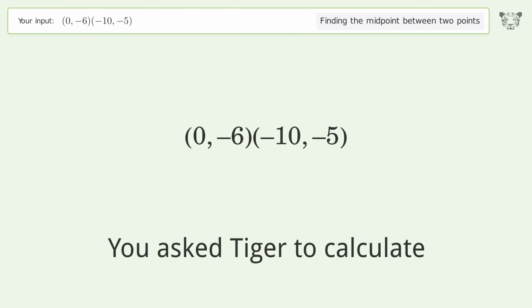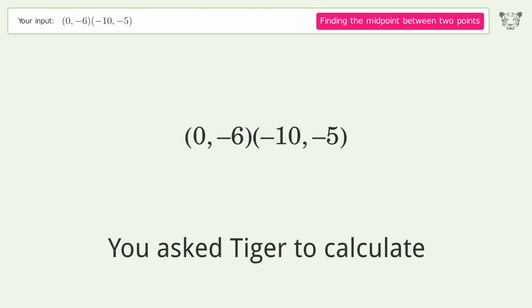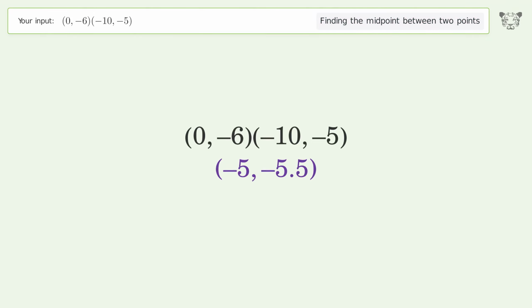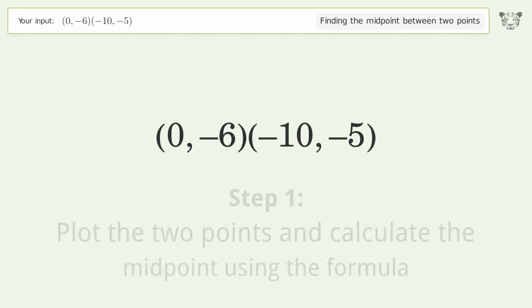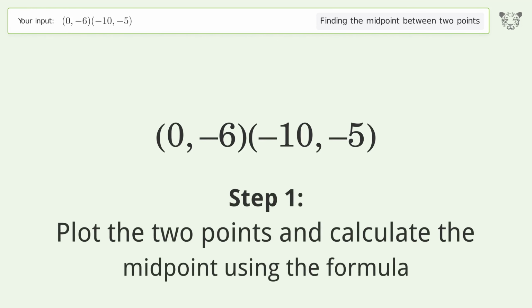You ask Tiger to calculate. This deals with finding the midpoint between 2 points. The midpoint between the 2 points is -5, -5.5. Let's solve it step by step. Plot the 2 points and calculate the midpoint using the formula.